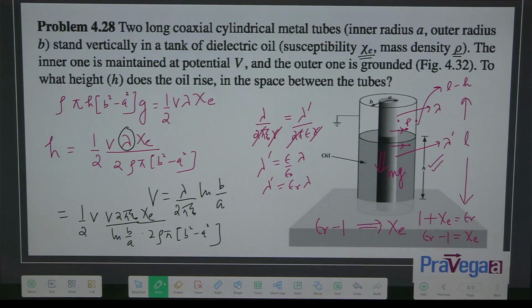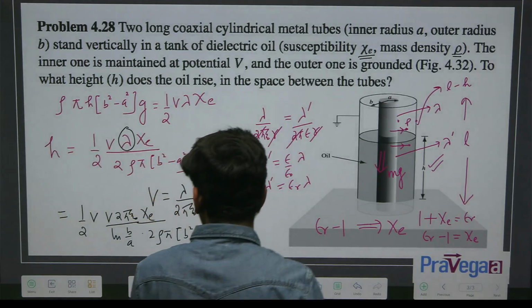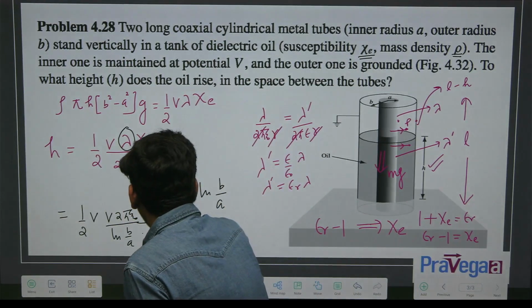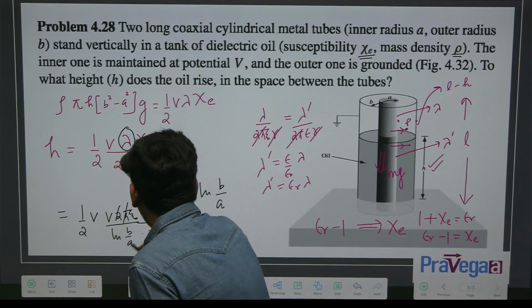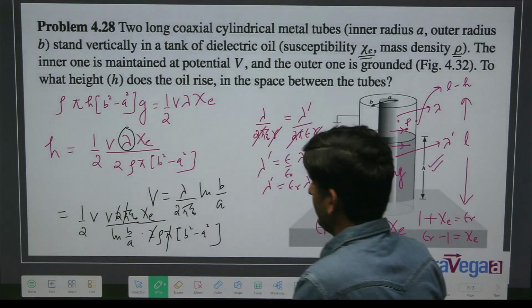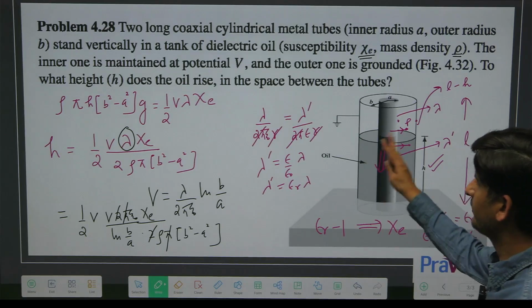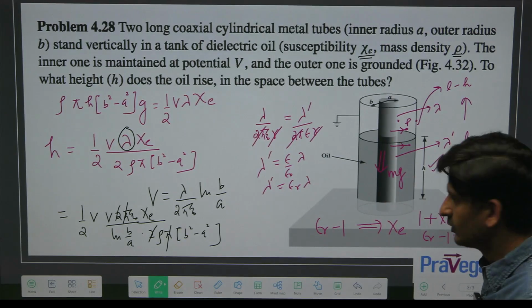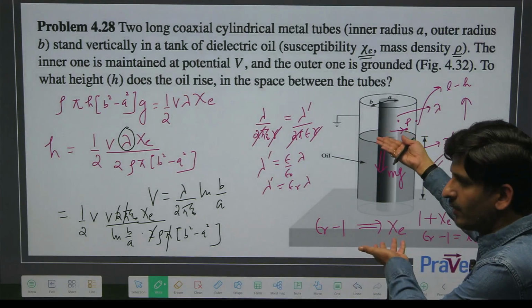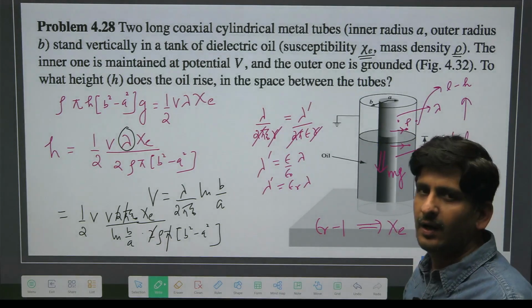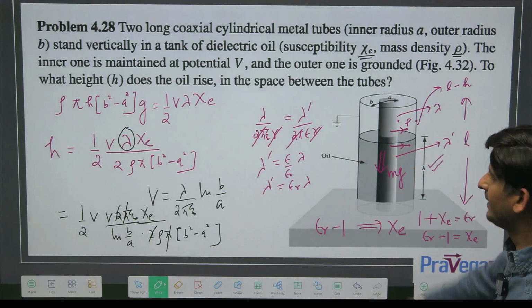Okay, so finally you have to check, something will cut also, like pi and pi, 2 and 2 will cut, and this will become V square, and this is your final answer in terms of the quantities that is given. So our oil will try to go upward, but it will be balanced by the weight of the oil, and up to that level it will rise.